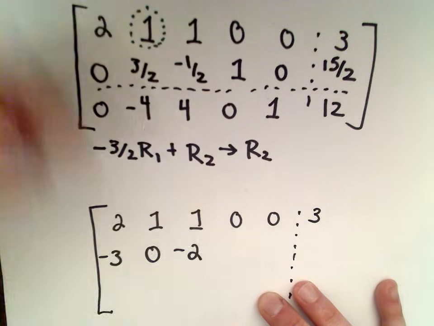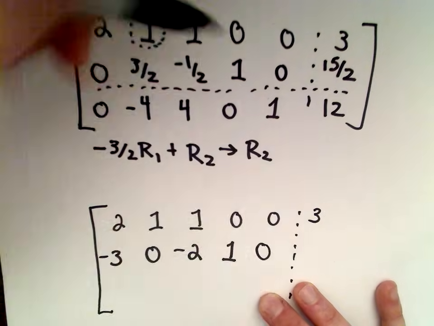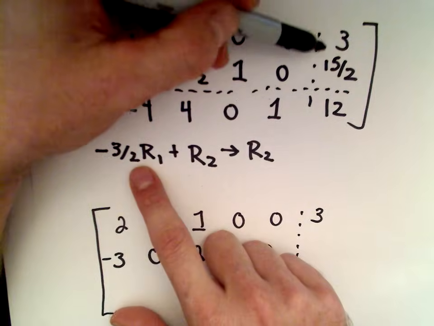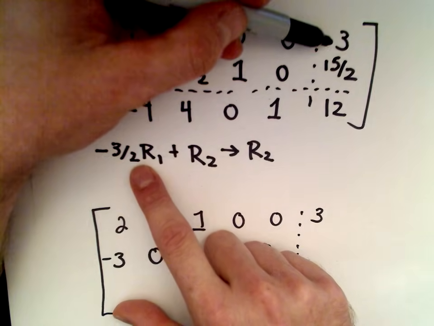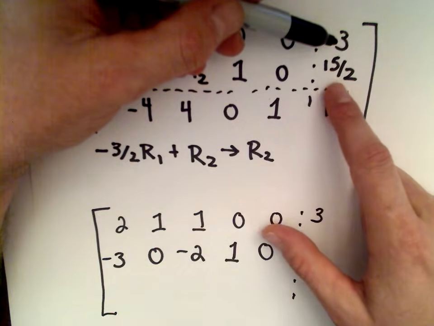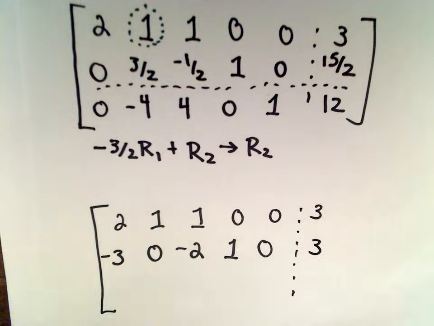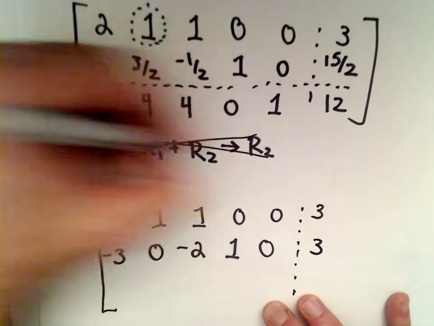Anything times 0 plus 1 will be 1. Again, we'll have 0 plus 0. We'll have negative 3 halves multiplied by 3, which would be negative 9 halves. Negative 9 halves plus 15 halves would leave us with 6 over 2, or positive 3. So that's going to take care of this row operation.